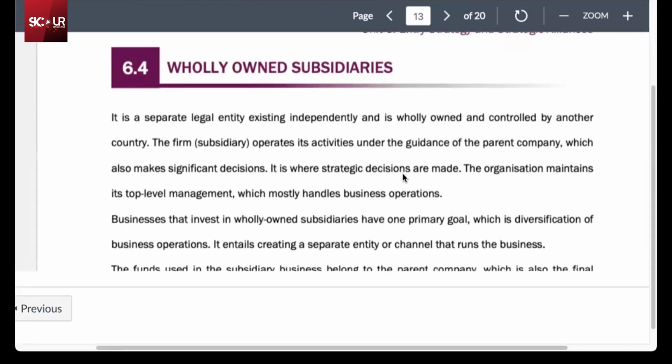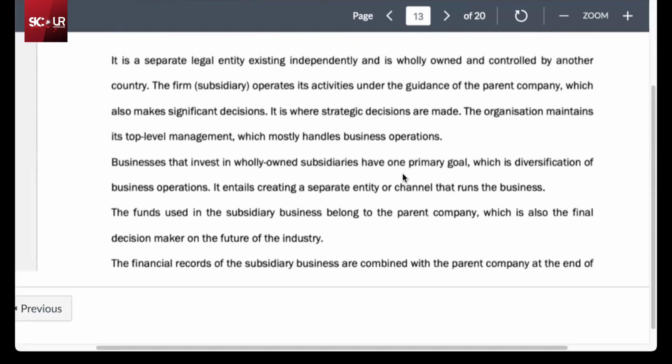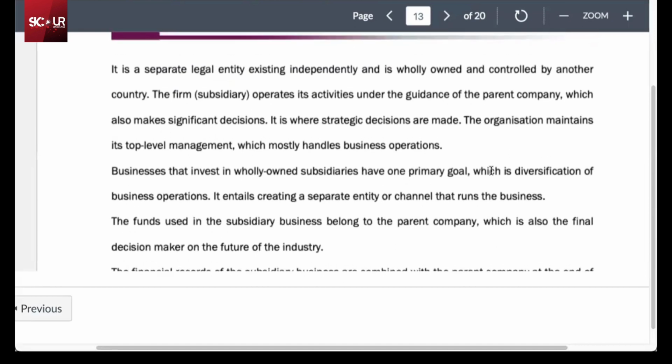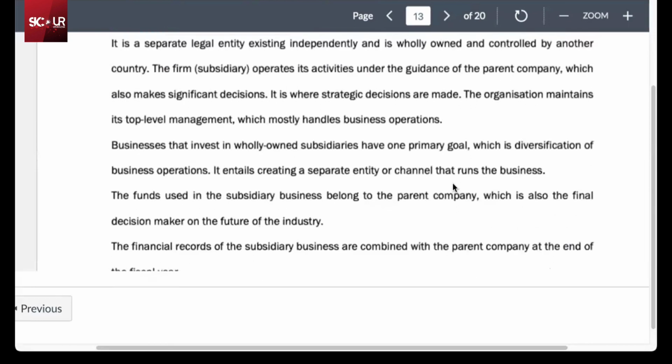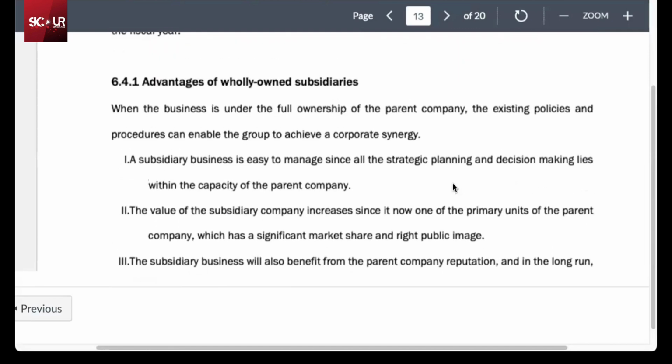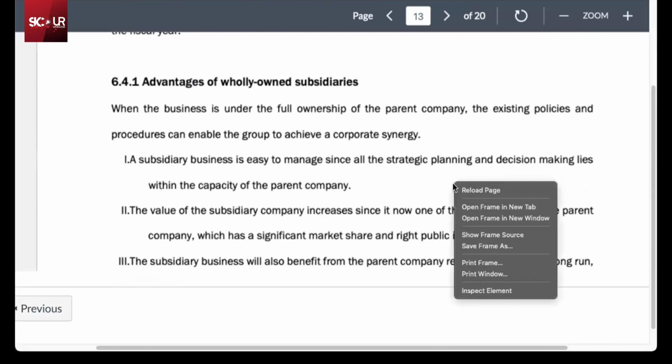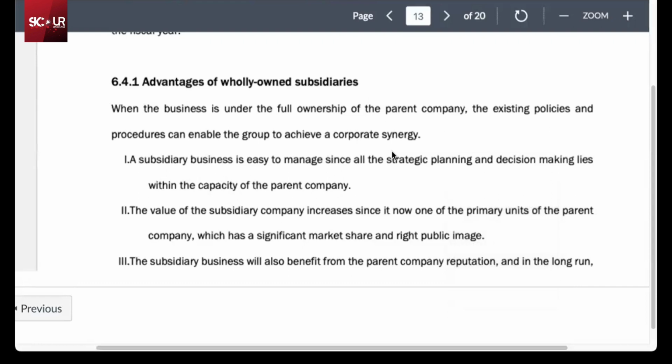Businesses that invest in a wholly owned subsidiary have one primary goal, which is diversification of business operation, so creating a separate entity or channel that runs the business. The advantages of wholly owned subsidiaries: the parent company has full ownership, and they can make decisions regarding the subsidiary's operation and management. The advantage here is it's easy to manage since all the strategic planning and decisions are made by the parent company.